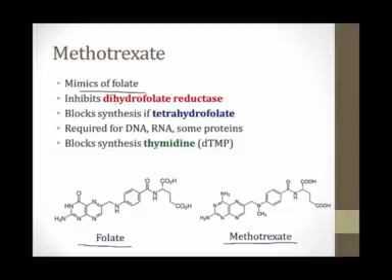Specifically, what methotrexate does is it inhibits dihydrofolate reductase, an enzyme important for folate metabolism. This blocks the synthesis of tetrahydrofolate, and tetrahydrofolate is required for DNA synthesis, but also RNA synthesis and synthesis of some proteins. One of the most important things methotrexate does is block the formation of the nucleotide thymidine, which is necessary for synthesis of DNA.